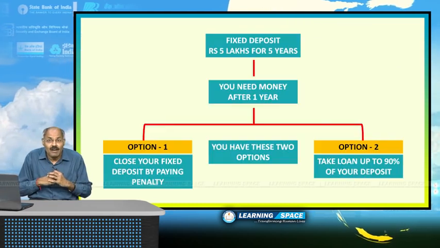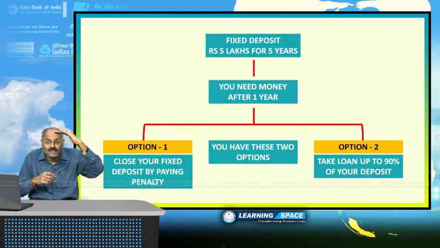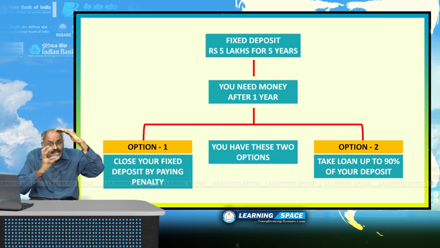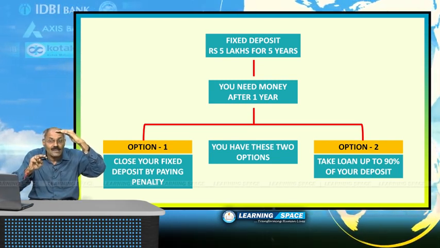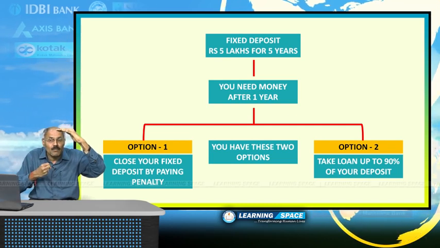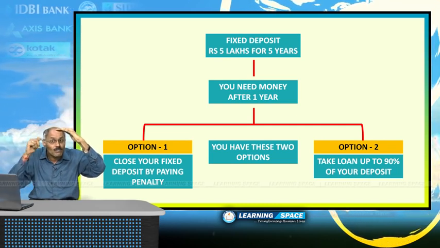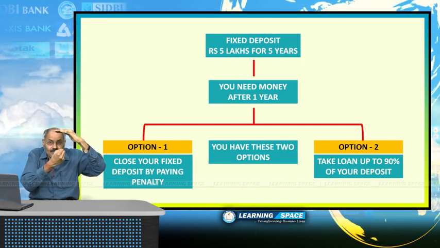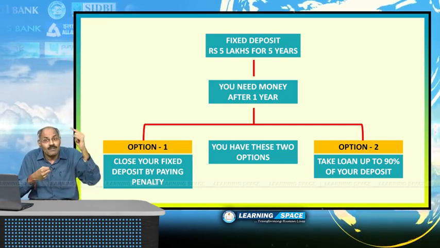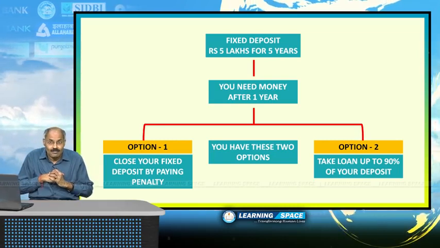You have deposited 5 lakh rupees for a period of 5 years, but you are in need of money after 1 year. There are 2 options to you. One is, you can close the deposit and take the money, but banks will impose a penalty. Or you can take a loan against that 5 lakhs. Banks will give up to 90%.